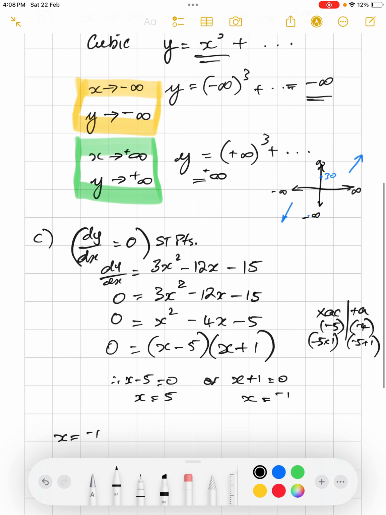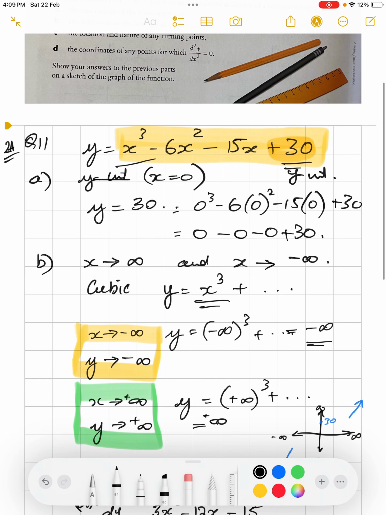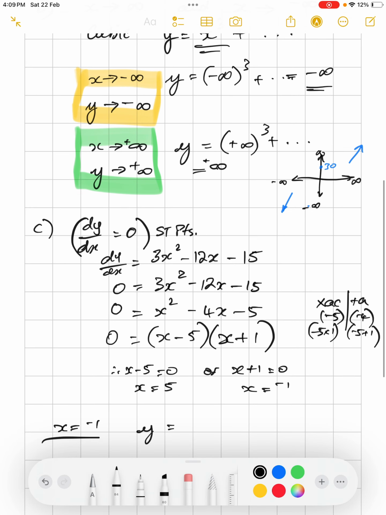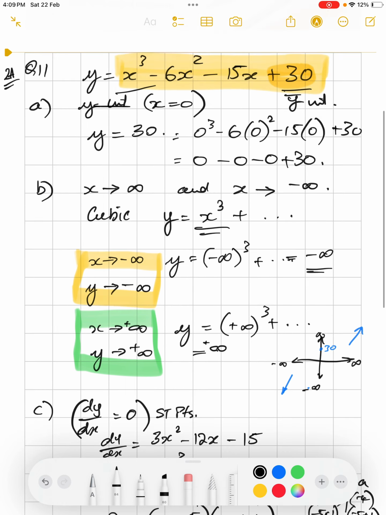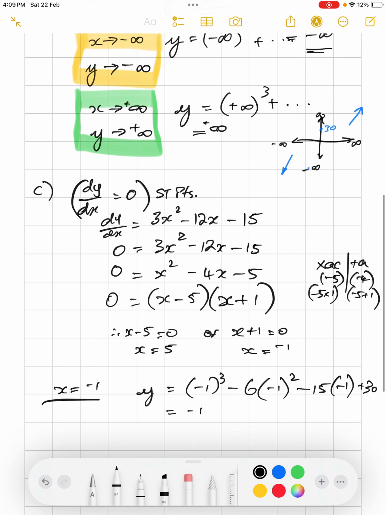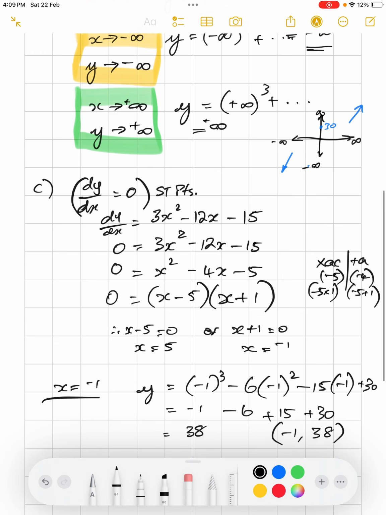When x equals negative 1, y will equal, you have to substitute that into your function, which is x cubed minus 6x squared minus 15x plus 30. And so that would be negative 1 minus 6 plus 15 plus 30. It's 45 minus 7, so it's 38. So at negative 1, 38, there's a stationary point.